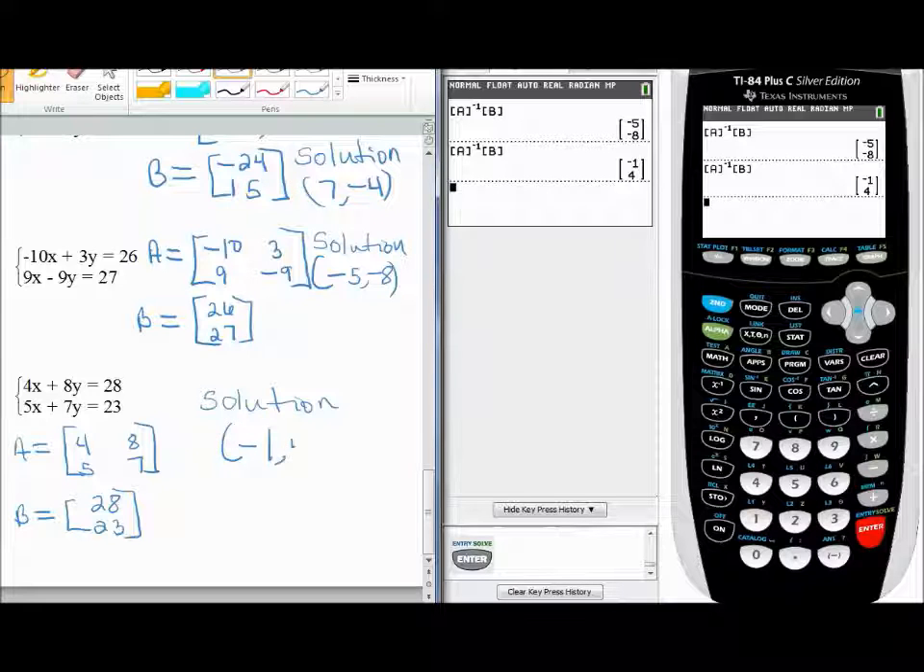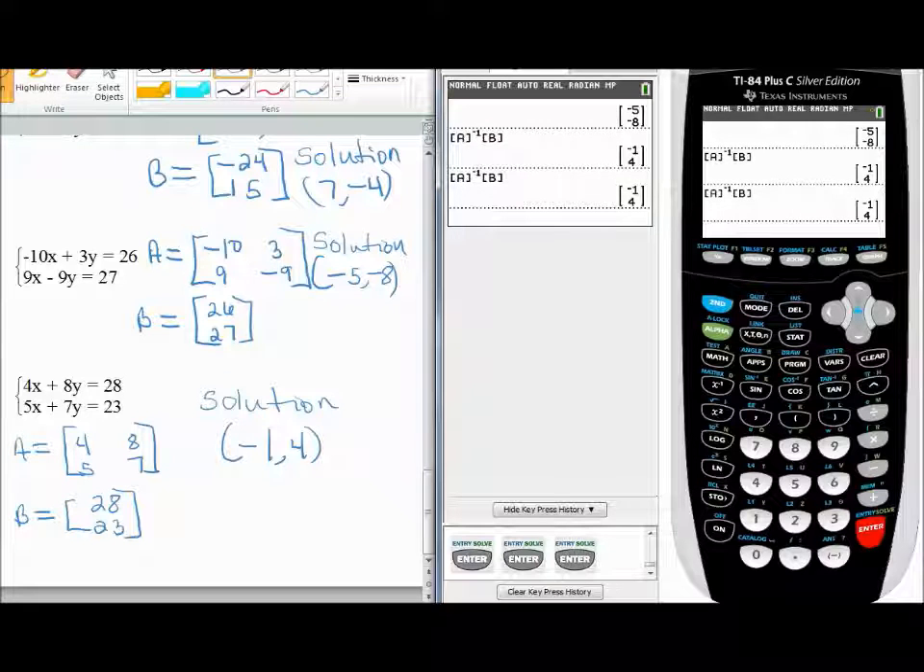And incidentally, I didn't tell you this, but if you already have the calculator screen set up as the inverse of matrix A times matrix B, and you put new data in, if you just hit enter, it'll still give you the correct answer. You really don't have to keep clearing your calculator screen.